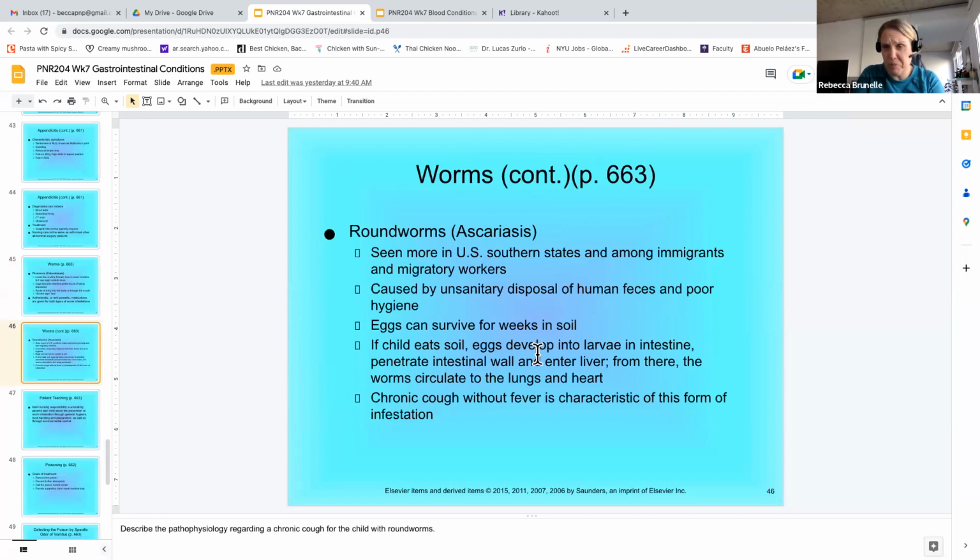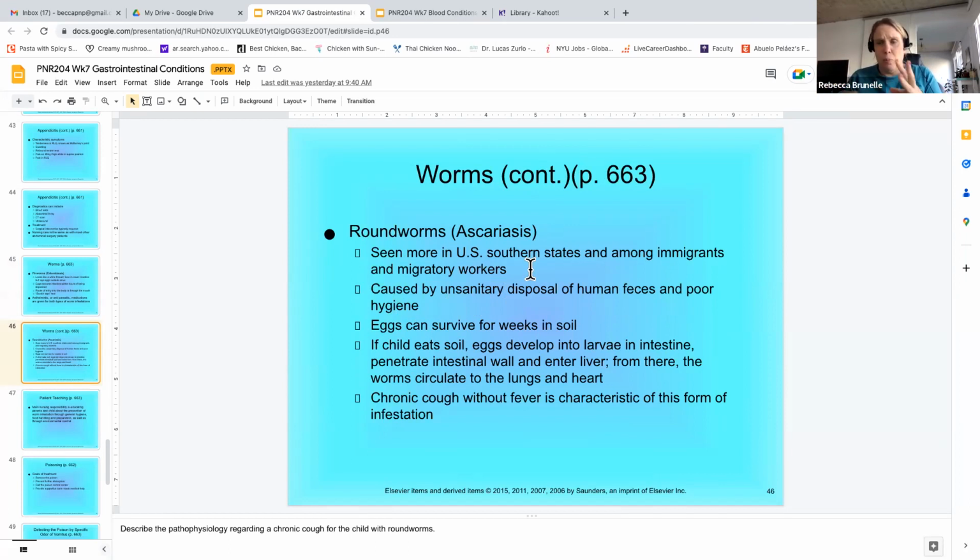Whereas roundworms, bigger worms, like if you ever think about a big worm coming out of somebody's body, these kids who have roundworms, they're terribly sick. They're vomiting, they have terrible diarrhea. So you're going to see this most often in migrant farm worker communities or people that don't have indoor plumbing.